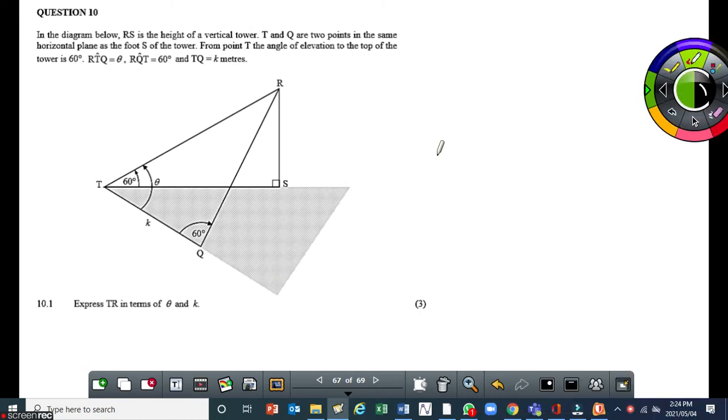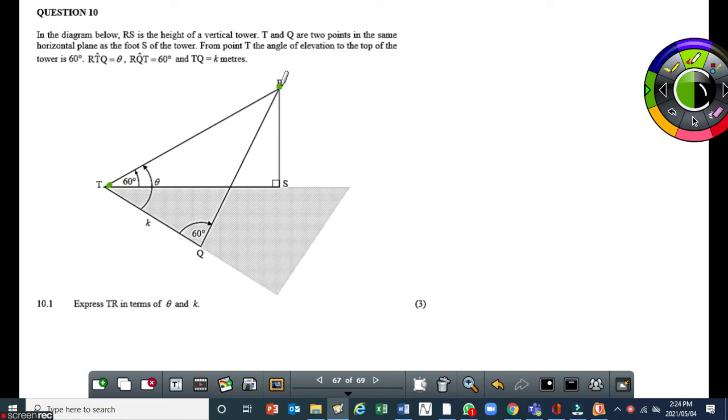So if you want to do this question, say express TR in terms of theta and K. Which means I need to form an equation that starts with TR. On the right hand side of that equation, there must be theta and there must be a K. So if you look at it, where is TR? TR is the length from here to R there.